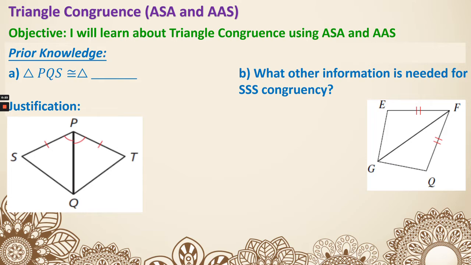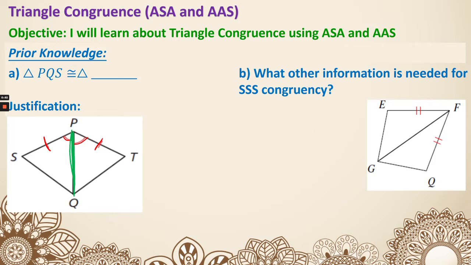For question A, triangle PQS, we want to show it's congruent to the other shape. First we notice there's a single bar right here, so these two sides are congruent, and we also have angles that are congruent. Something we learned last time: if two shapes share a side, that side is clearly going to be a pair of congruent sides for both figures.